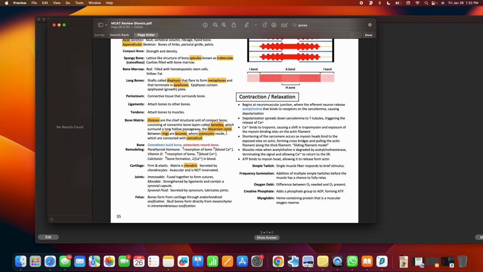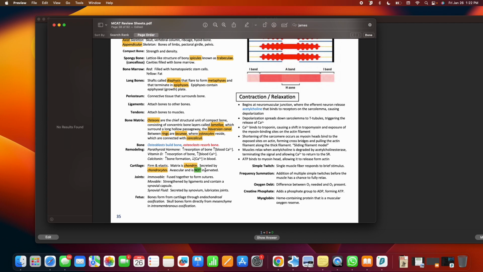Their matrix is chondrin instead of osteons, right? And it's secreted by chondrocytes, not osteocytes, right? And they are avascular. There's no capillary beds or vasculature inside them, and they're not innervated. So there are no neurons going to cartilages. Then we have joints that are immovable.